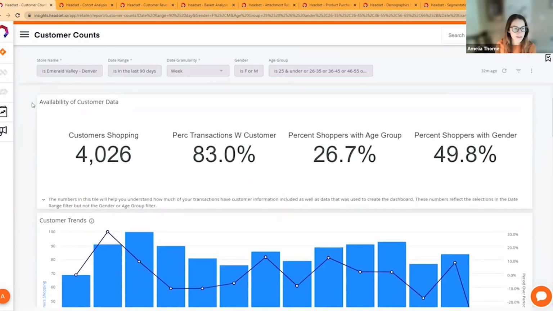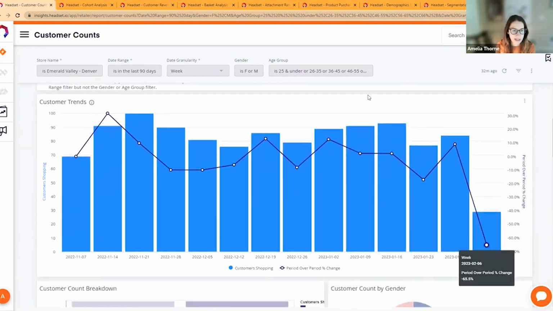Okay, so down here we have availability of customer data. So we can see how many customers are shopping, about 4,000 in the last 90 days, percent of transactions with customer information coming through, and then these other percentages as well. This is the information that we're capturing on age group as well as gender. So when you are capturing the IDs when they come into the store or through your loyalty program, that's where this data is coming from, your point of sale.